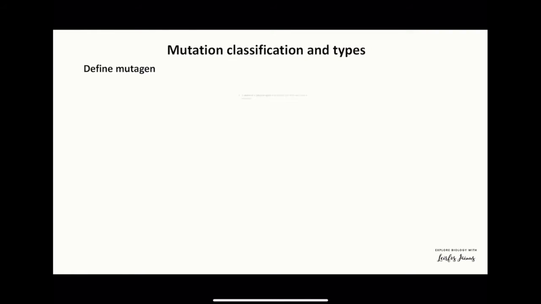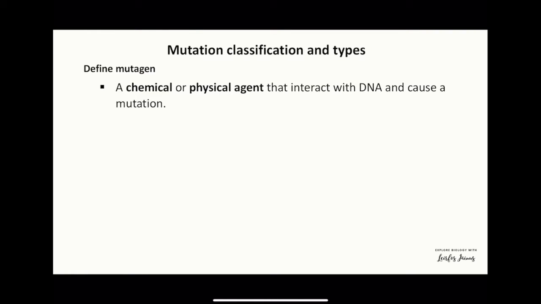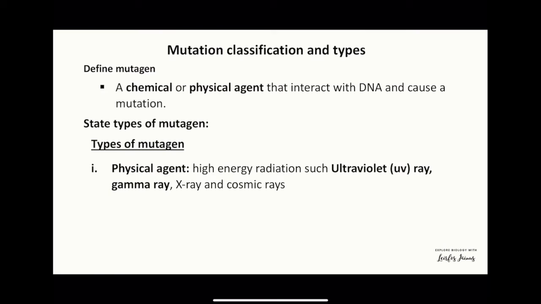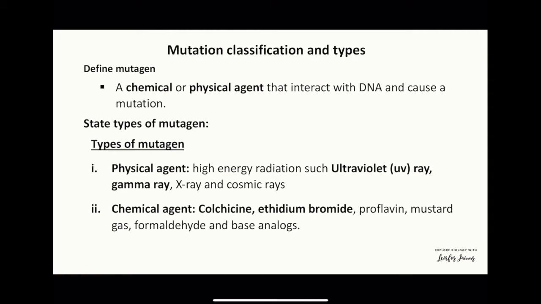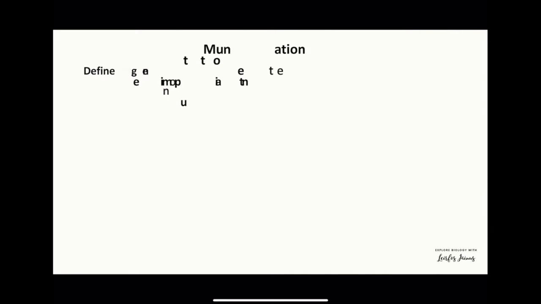Mutagen is a chemical or physical agent that interacts with the DNA and will cause mutation. There are two types of mutagen: physical agent, high energy radiation such as ultraviolet, gamma ray, X-ray, and cosmic ray. The second type is chemical agent such as colchicine, ethidium bromide, proflavin, mustard gas, formaldehyde, and base analogues.